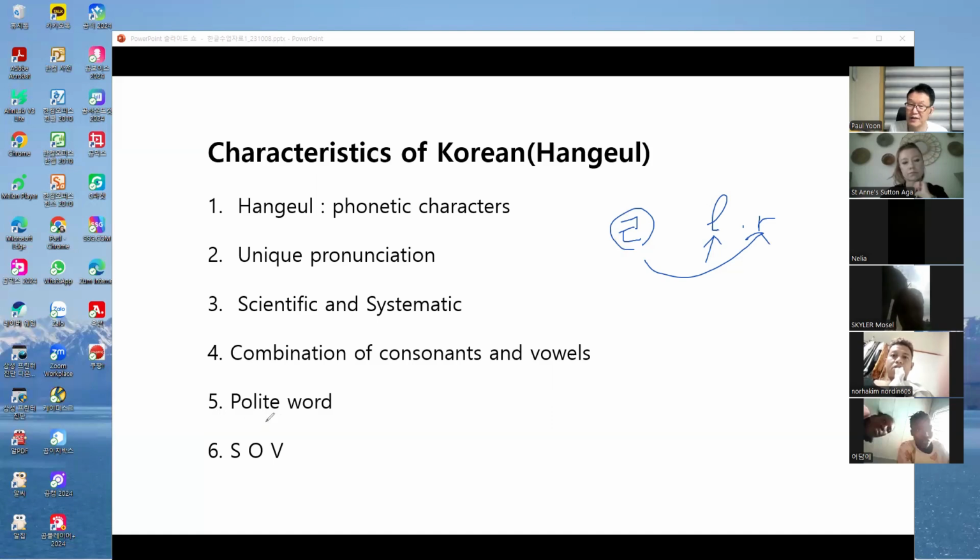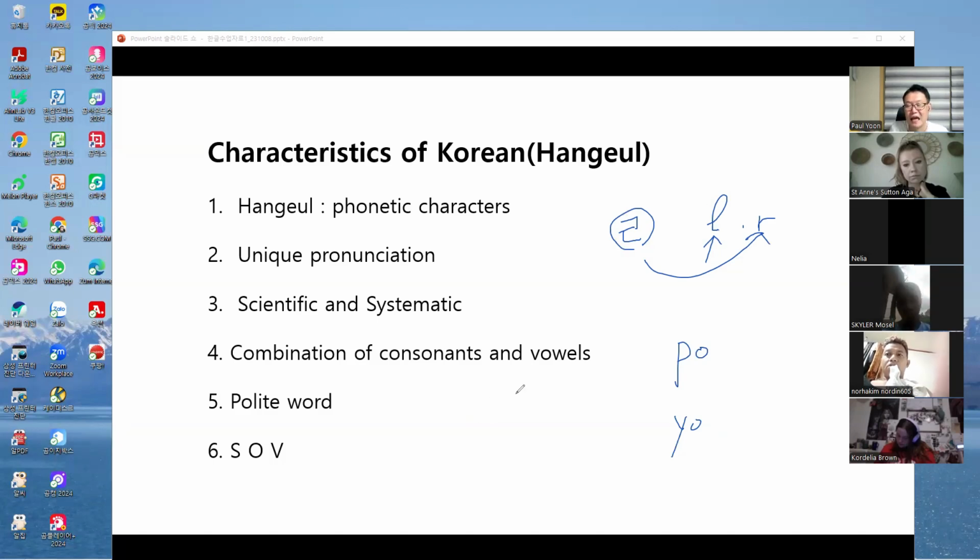And fifth, Korean has polite words. Some other countries also have polite words, I guess. Anybody from the Philippines? No? I think Tagalog, the Philippine language, has polite words. I think so, po, right? So at the end of the sentence, po is like a polite word, right? And Korean has something very resembling it: yo, right? Yes.